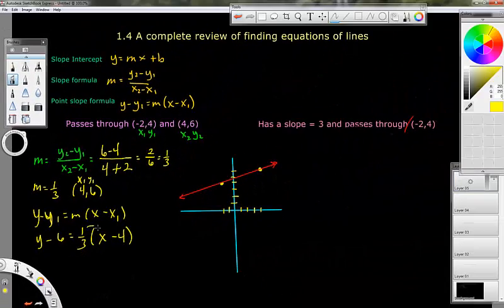And then we need to distribute this fraction through here, and that's where this gets gross. So it's y minus 6 equals 1/3 x. 1/3 times 4 is, of course, 4/3. You just multiply the top, because that's 4 over 1.